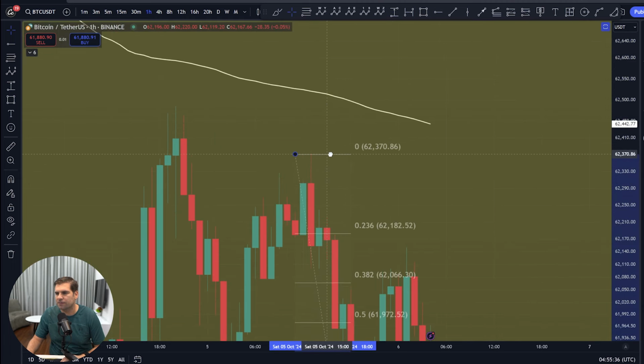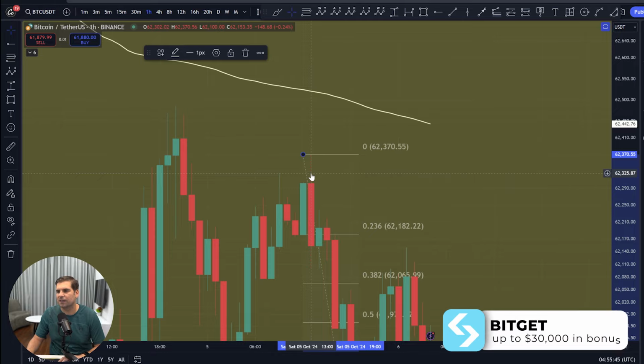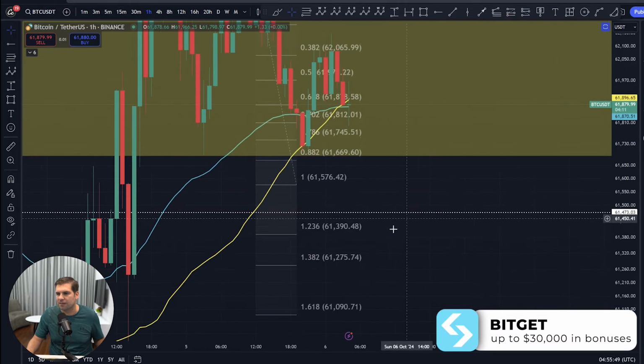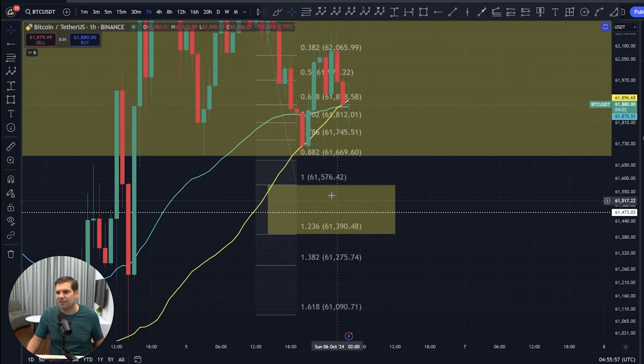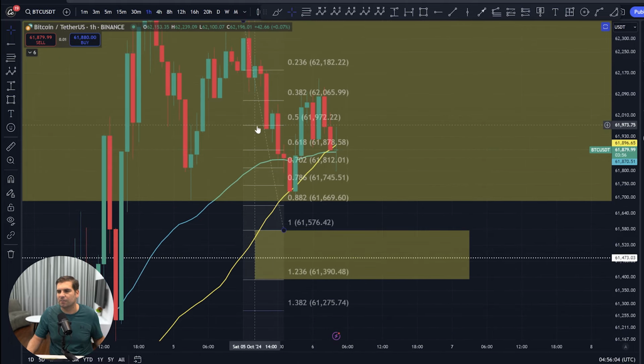So if I go ahead and pull this Fibonacci right down here onto this level, 62,370.56. Okay, and the reason for that is it basically allows us to mirror where we think those expectations are for the move. So we are looking for anywhere between 1 and 1.236 on this fib extension. So essentially, we're talking about 61,390 to 61,576, right? So that's an interesting play here.